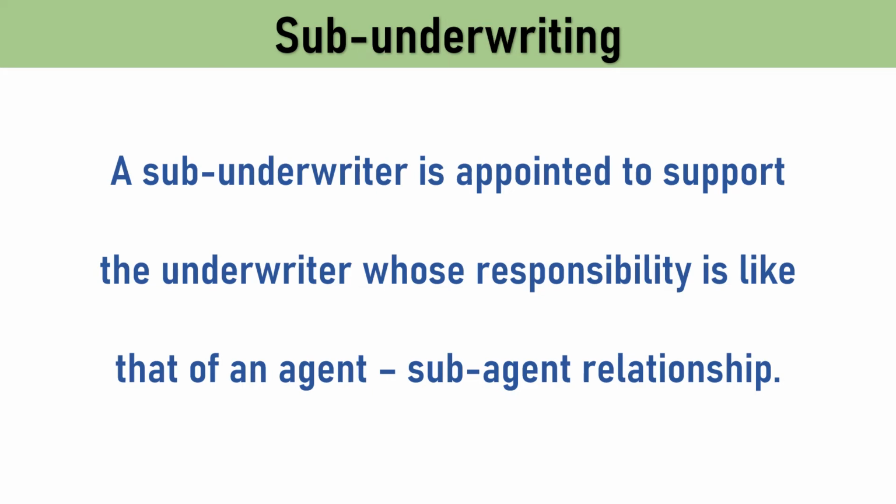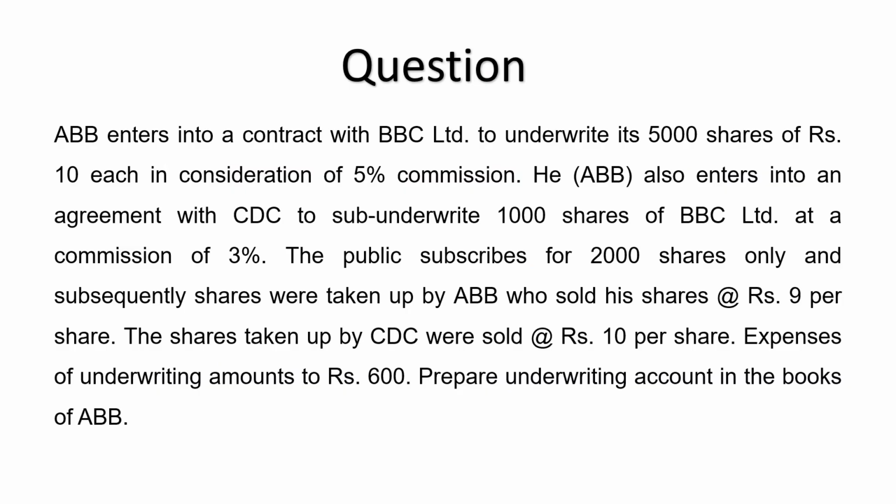Let's take an example. ABB enters into a contract with BBC Limited to underwrite its 5,000 shares of Rs 10 each in consideration of 5% commission. He also enters into an agreement with CDC to sub-underwrite 1,000 shares of BBC Limited at a commission of 3%.